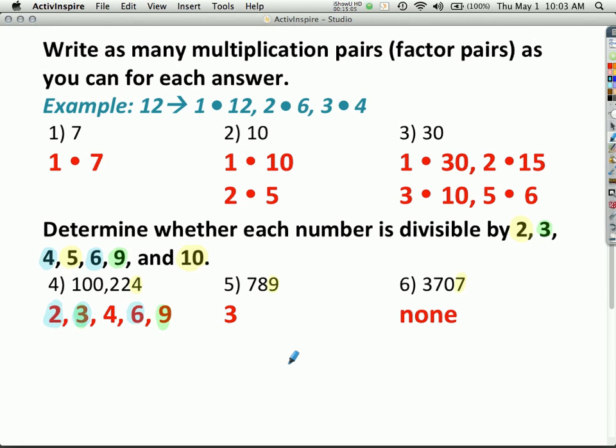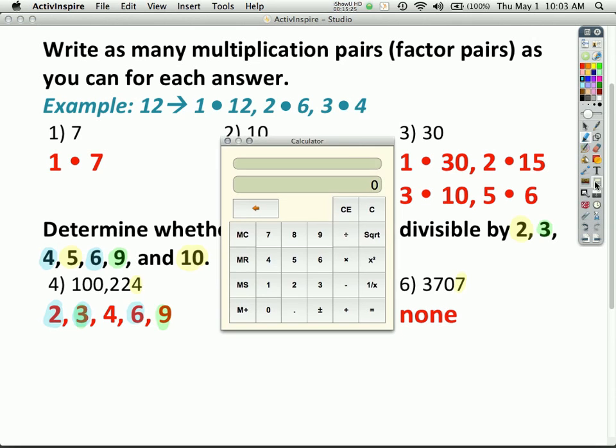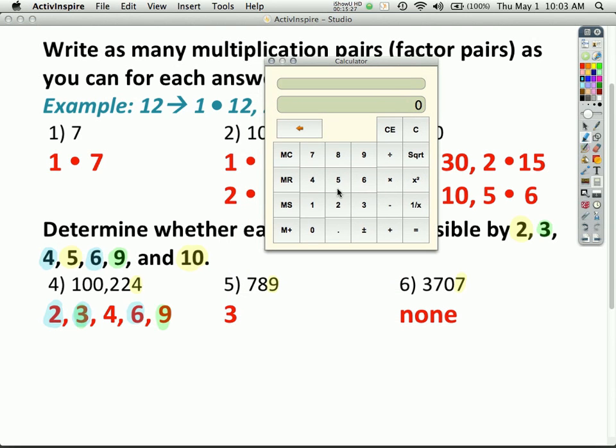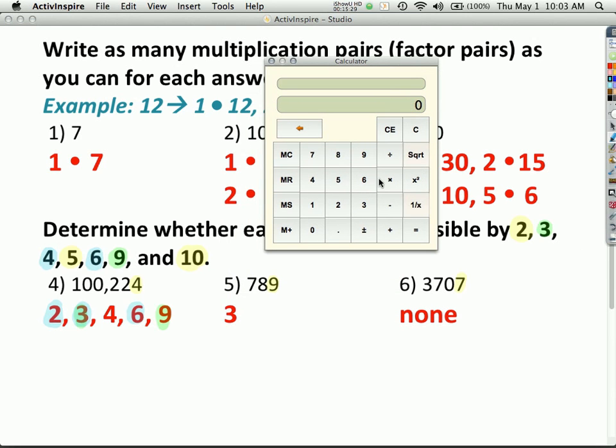And guess what? Could we extend that idea to other numbers? Like, what if a number is divisible by 2 and 9? Could you give me another number that it's probably divisible by? Cameron? 18. Let's see if that works. Take a calculator, take the number 100,224 divided by 18. Look at that, it works.